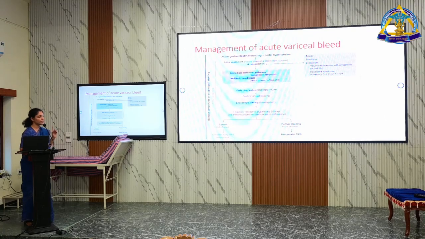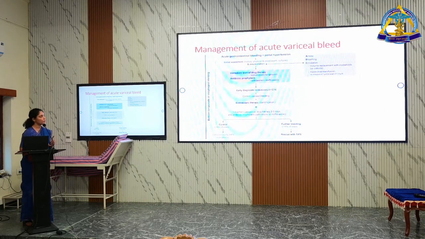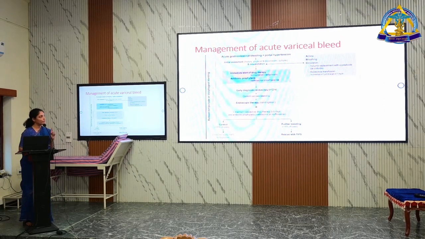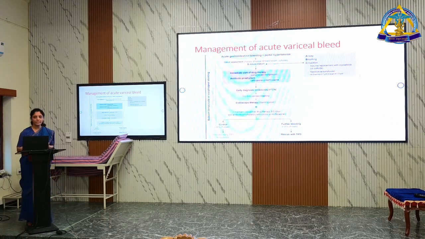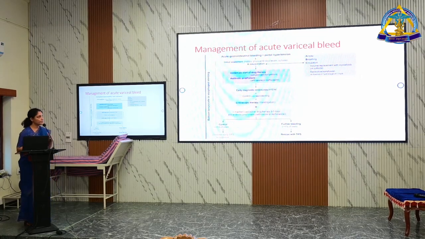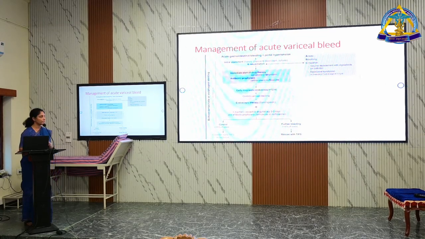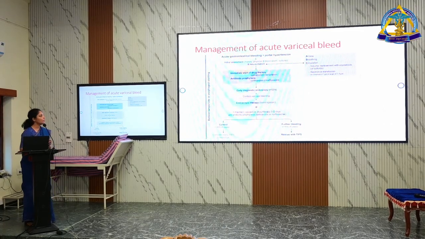And then you should, in case you are suspecting this, always start the patient on terlipressin. If you have a suspicion of this one, start the patient on terlipressin. And then always, as we said, there is a leaky gut barrier in cirrhosis, so to avoid going into sepsis, you always intervene with an antibiotic at the start itself. So if it's a suspected variceal bleed, mostly it is ceftriaxone IV which we give.